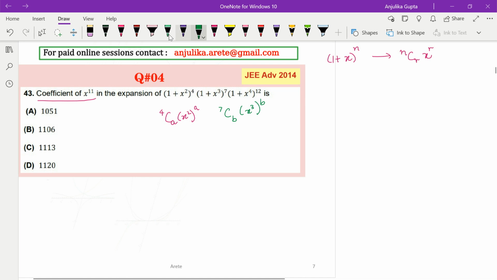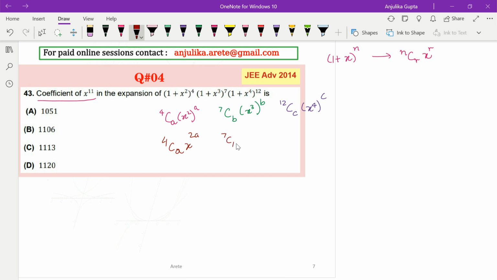And for the third one, what do you have? Yeah, 12Cc, let's write c for that. So x to the power 4, to the power c. So these are the general terms for the expansion of each of them. When they get multiplied, you need the coefficient of x to the power 11. Let's simplify a little bit more, because here you are going to get x to the power 2a, that's the power of x.